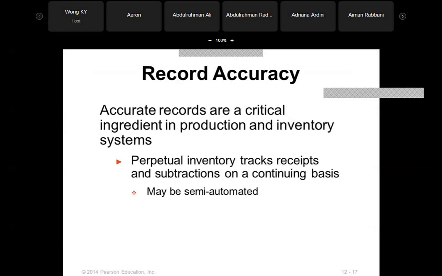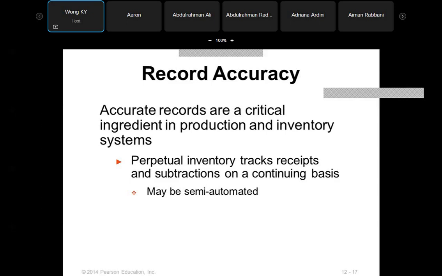Okay, another important thing to manage inventory is we have to keep accurate records of inventory items. Accurate records are a critical ingredient in production and inventory systems. To ensure we are keeping accurate records of inventory, we have to continuously keep track of receipts, meaning any inventory that's being received, the incoming inventory. At the same time, we also have to keep track of any outgoing inventory, inventory which is being delivered to customers.